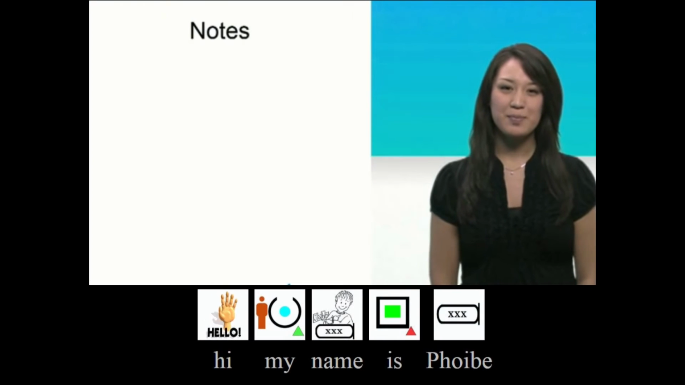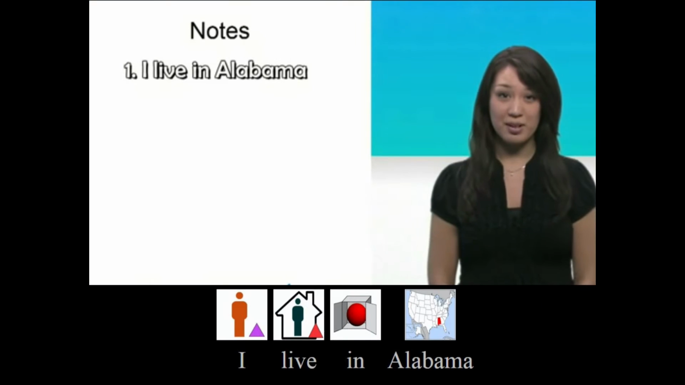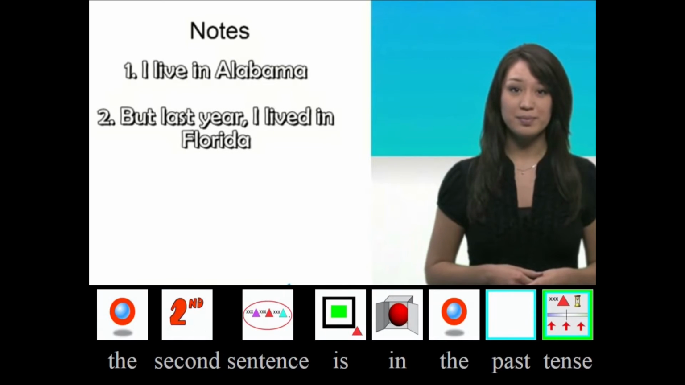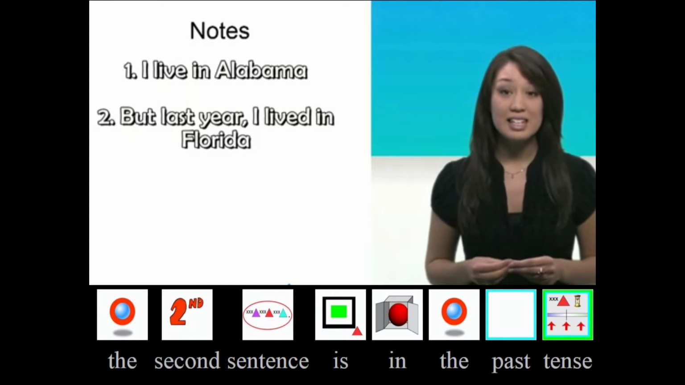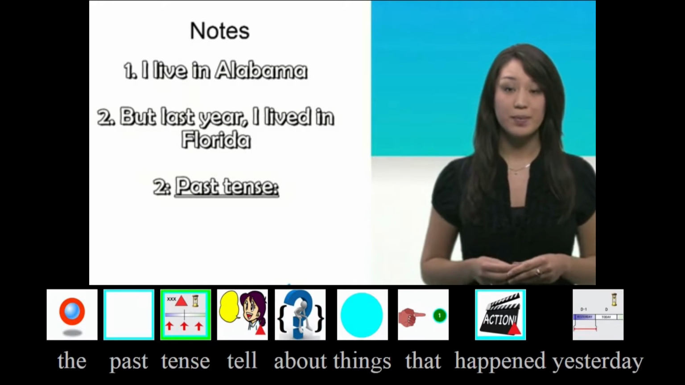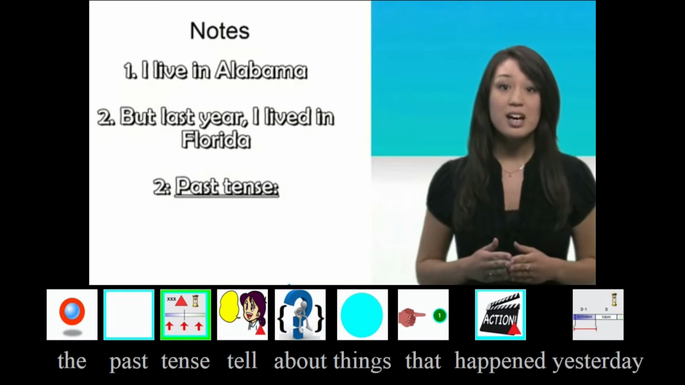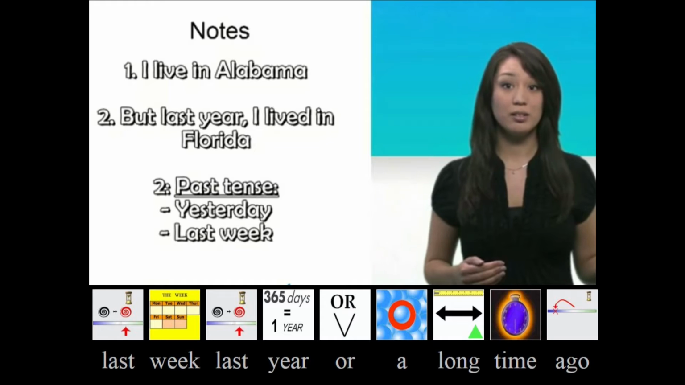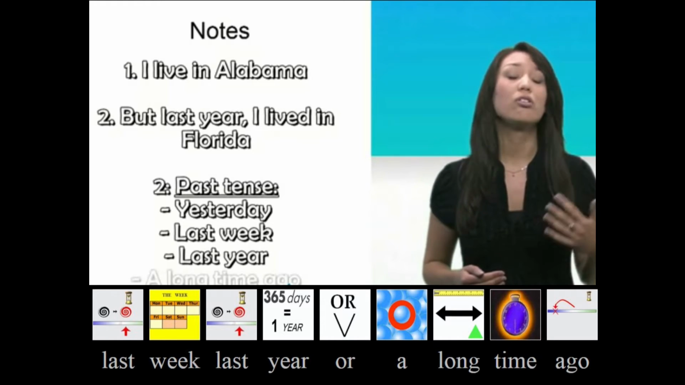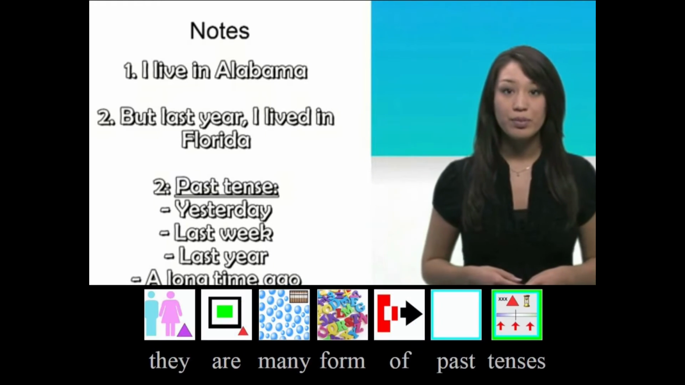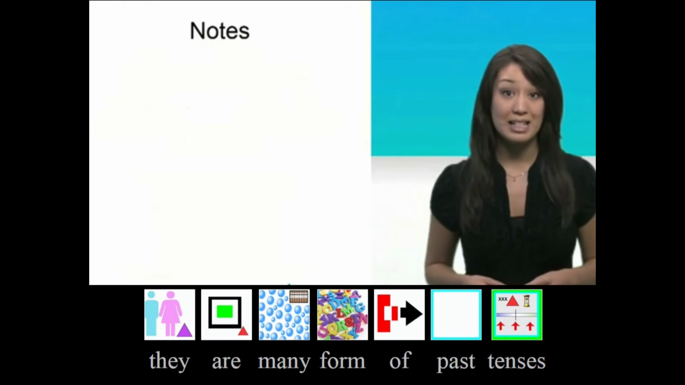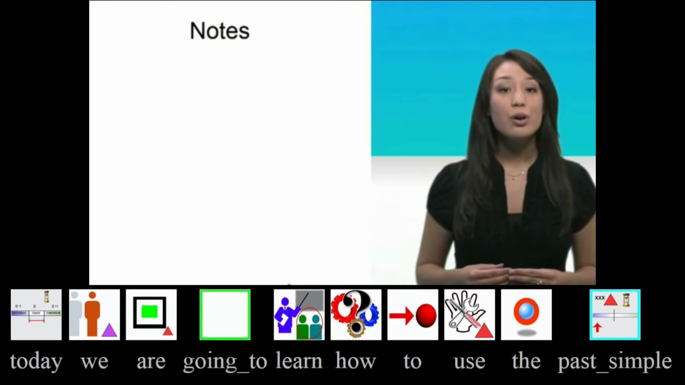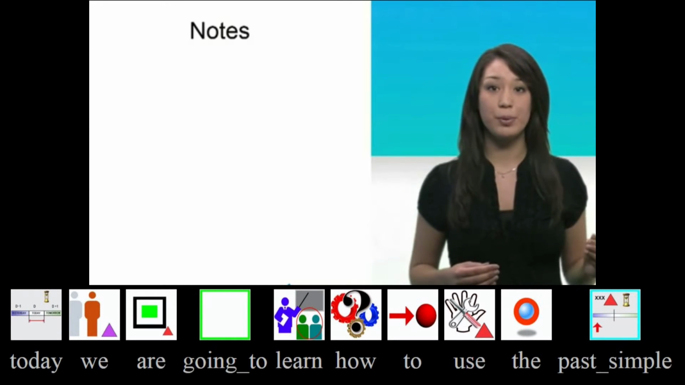My name is Phoebe. I live in Alabama, but last year I lived in Florida. The second sentence is in the past tense. The past tense tells about things that happened yesterday, last week, last year, or a long time ago. There are many forms of past tenses. Today, we are going to learn how to use the past simple.